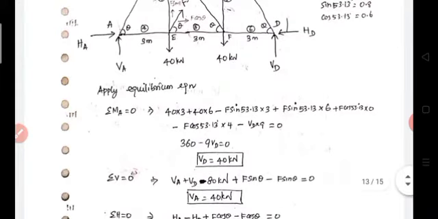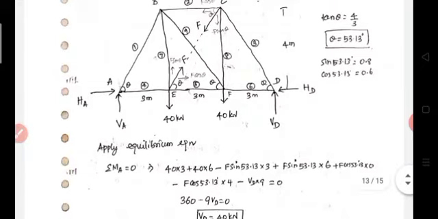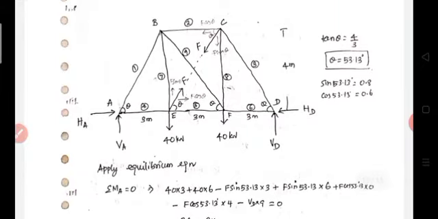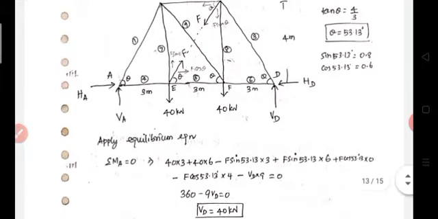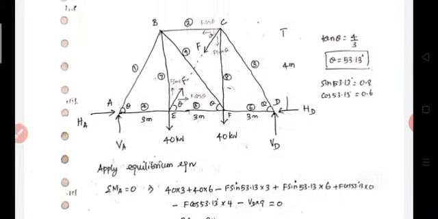So first equilibrium equation, summation of moment about A equal to 0. From this figure, the first external load is 40 kN. It acts at a distance of 3 meter from point A, so 40 into 3. It is a vertical force; the horizontal distance is the perpendicular distance. Then again 40 kN acts at a distance of 6 meter from point A, 40 into 6. Both create clockwise moment.